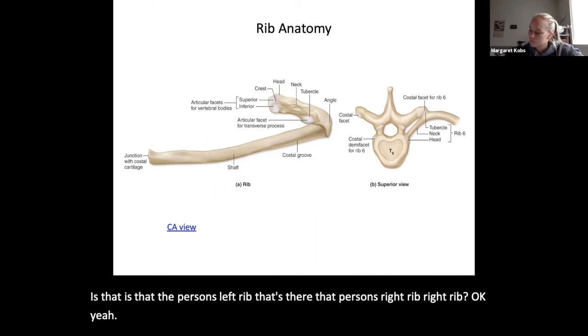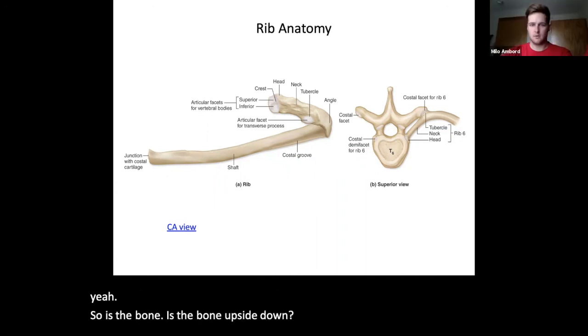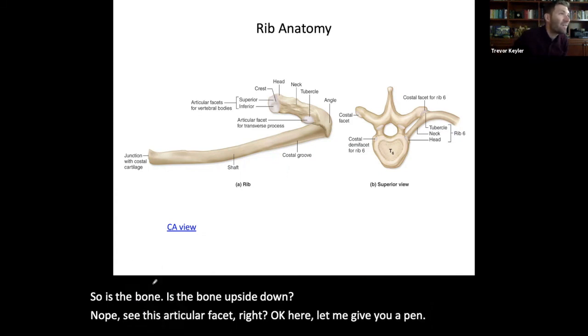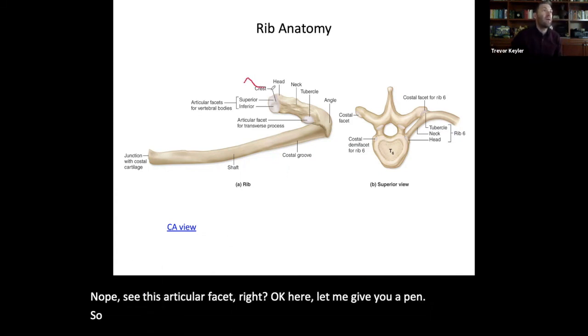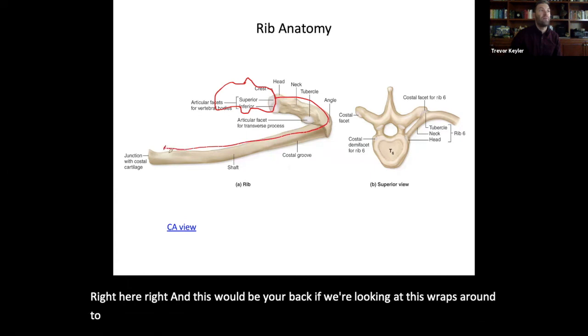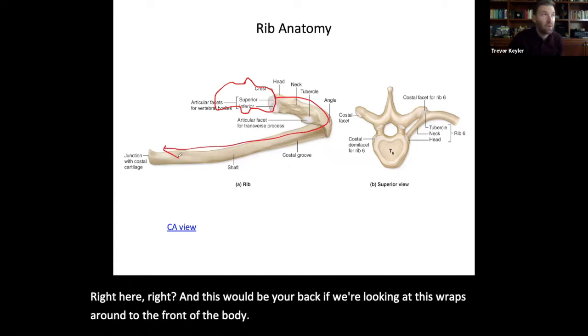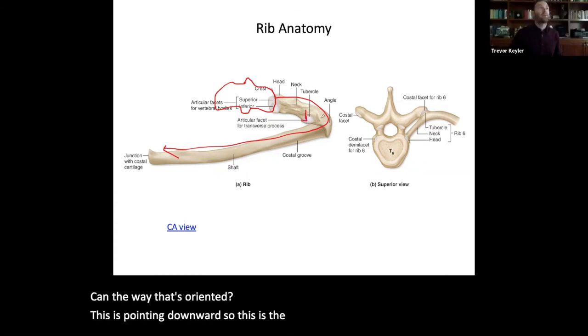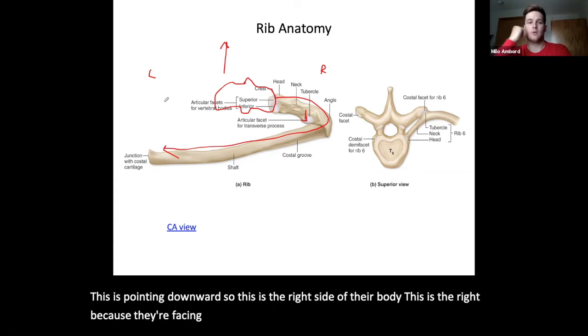So is the bone upside down? Nope. See, this articular facet, right? Here, let me give you a pen. So you would have a vertebrae right here, and this would be your back if we're looking at this. This wraps around to the front of the body. Can you see the way that's oriented? This is pointing downward. So this is the right side of their body, because they're facing forward, and then this is the left. Okay, I see.